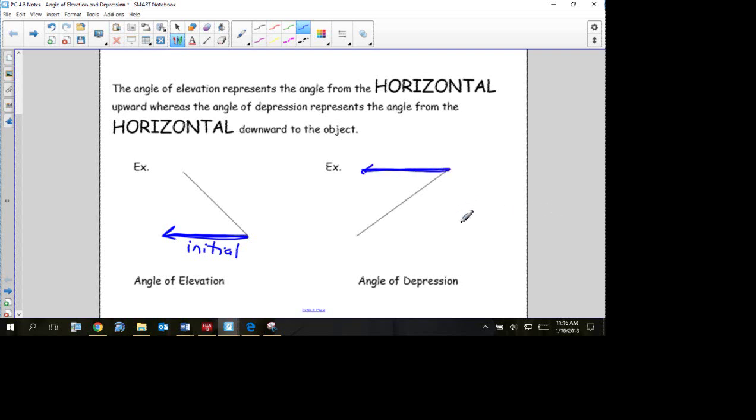We always use angle of elevation or angle of depression comparing it to the horizon, the horizontal. So in order to use angle of elevation or angle of depression, you have to have a horizontal line. Okay. Good. You're going to start.